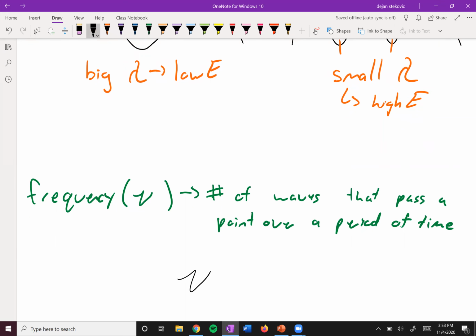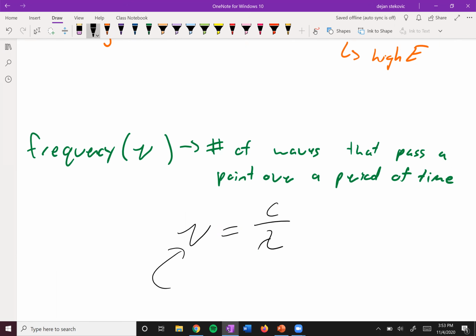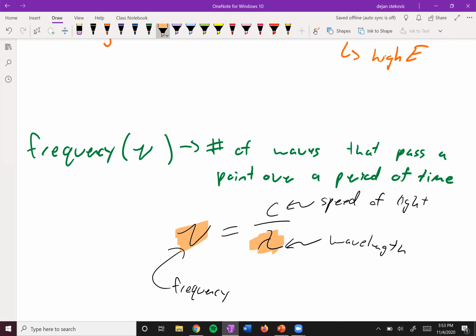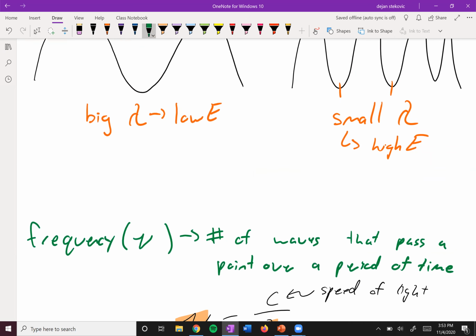The equation to relate frequency and wavelength is that frequency is equal to c over lambda, where this V is frequency, this c is the speed of light, so it's just a constant, and this lambda is the wavelength. You can see they're inversely proportional, that is frequency and wavelength. So when we have this big wavelength, we have a low frequency, and when we have this small wavelength, we have a high frequency.